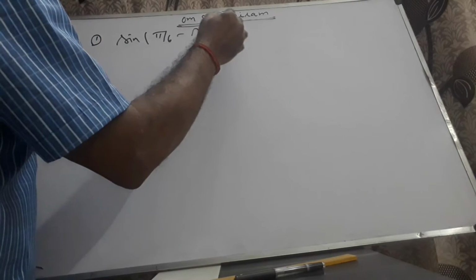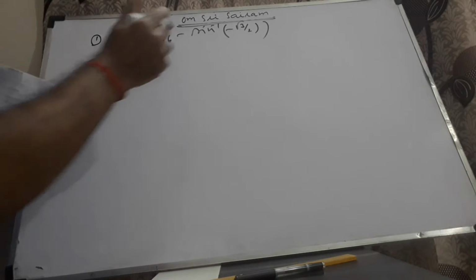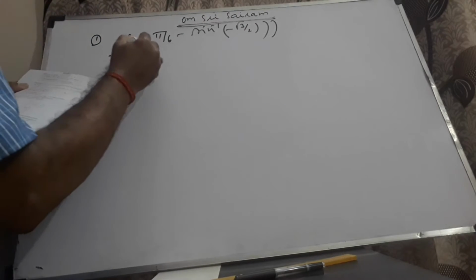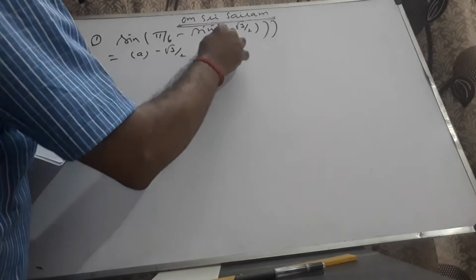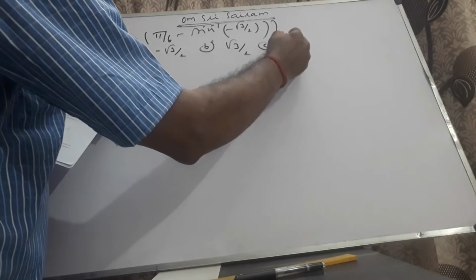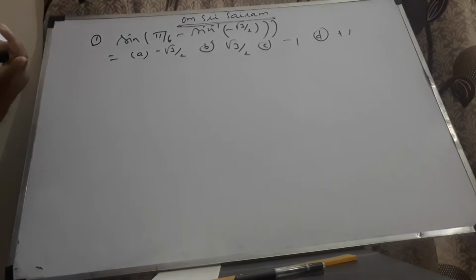Now, let us move on to the problem directly. See here in section A, the first question goes like this. Sine of pi by 6 minus sine inverse of minus root 3 by 2 is equal to, there are 4 options given, namely minus root 3 by 2, of course root 3 by 2, then thirdly it is minus 1, fourth one is plus 1. These are the 4 different options given to you.